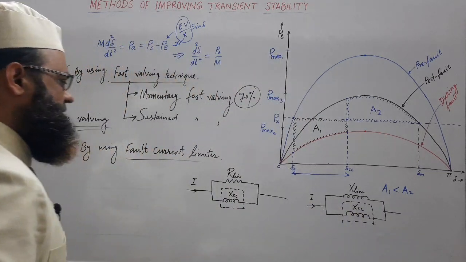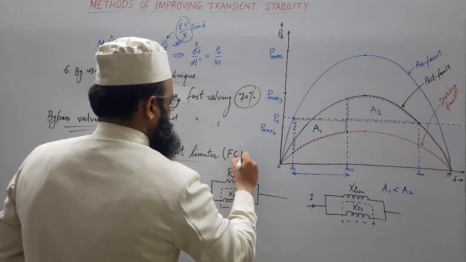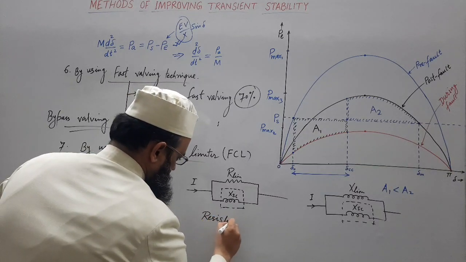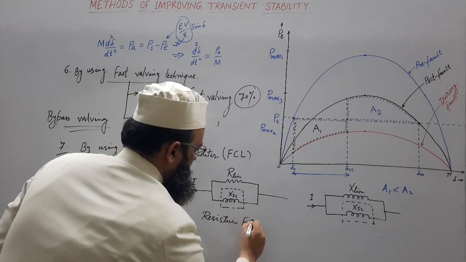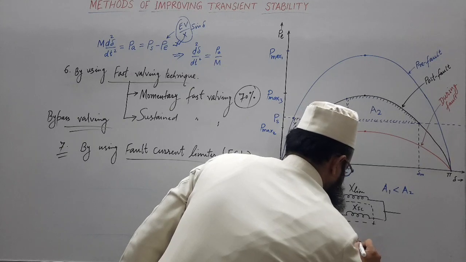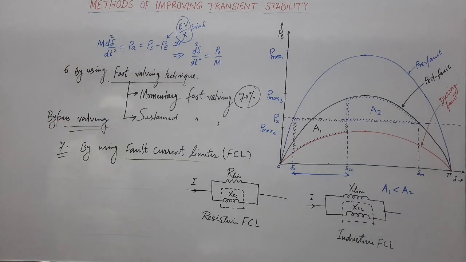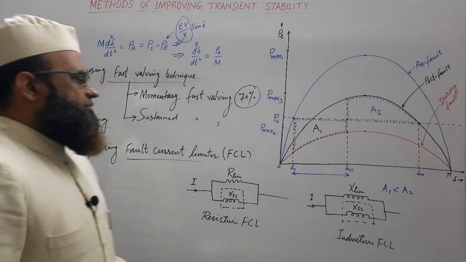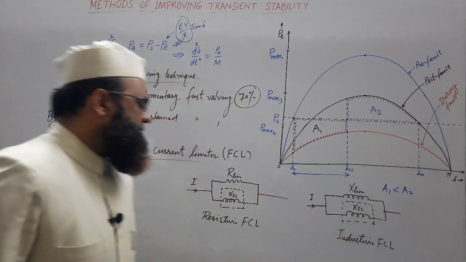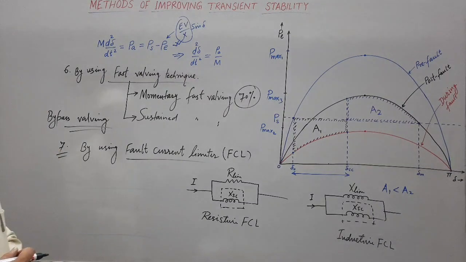So we have made this fault current limiter, FCL. So this is the resistive FCL, fault current limiter, and this is the inductive FCL, fault current limiter. Sometimes we have a combined design where we have inductive and resistive elements both together. So first we will try to understand its function.